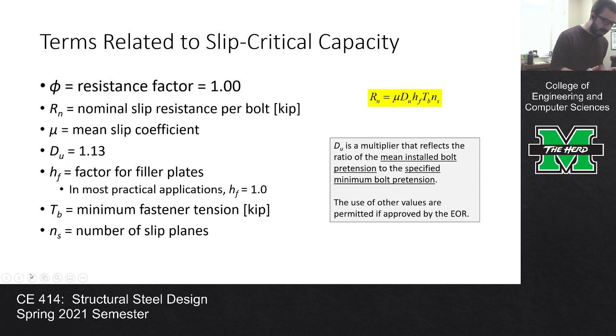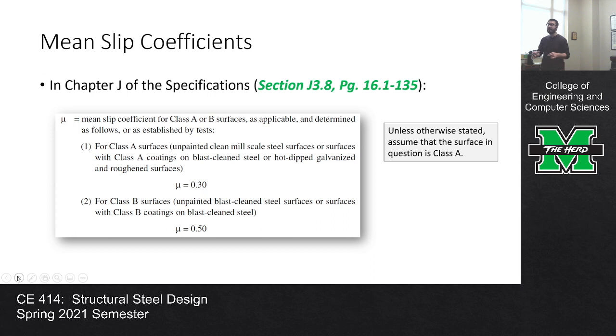So first off, the mean slip coefficient. I think we understand what it is, but I wanted to make sure everybody was clear on what the actual values were for a given condition. If you go to Chapter J of the spec, on page 16.1-135, the equation is on page 134, and this is on the next page, up the top part of the page. This is where the mean slip coefficients are defined.